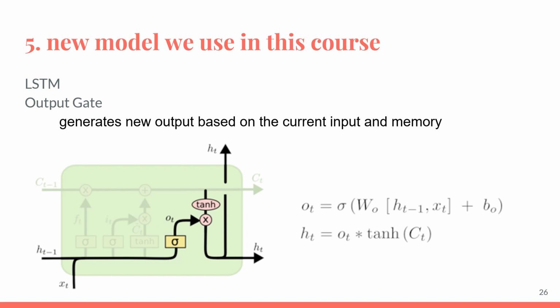And the last gate is the output gate. The output gate decides what the next hidden state h of t should be, or in other words, it generates new output based on the current input and memory. In the equation, o of t is also a sigmoid function, so it outputs a value between 0 and 1.